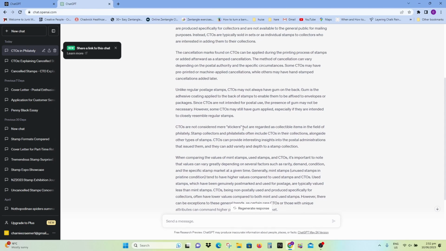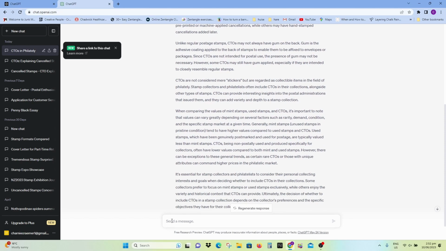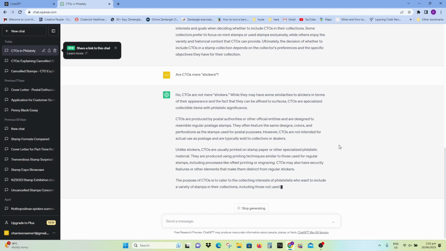So if they are not stickers, let's just ask that question again specifically. Are CTOs mere stickers? Let's see. Okay, I didn't say it in philately, but let's see.